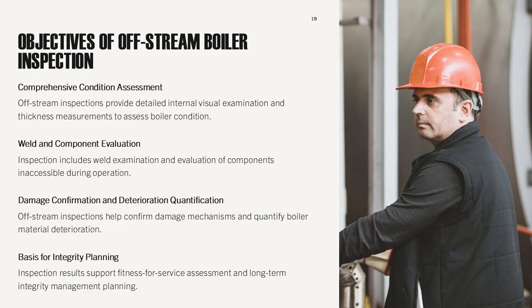Off-stream inspections are conducted during shutdowns and aim to provide a comprehensive assessment of boiler condition. Objectives include detailed internal visual examination, extensive thickness measurements, weld inspection, and evaluation of components not accessible during operation. Off-stream inspections allow inspectors to confirm damage mechanisms, quantify deterioration, and assess fitness for service. This section explains how off-stream inspections form the basis for long-term integrity planning.